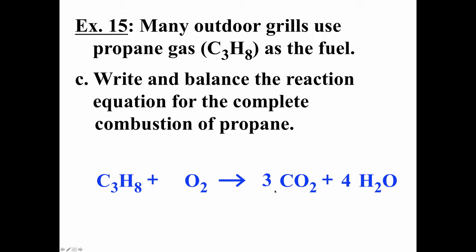So on the right, we have 3 times 2 oxygens from the carbon dioxide, so that's 6. We have 4 times 1 oxygen from the water, so that's 4 more added to the 6 gives us 10. So that means the coefficient here needs to be 5 because 5 times 2 gives us 10. So now we have a complete balanced equation for the complete combustion of propane.